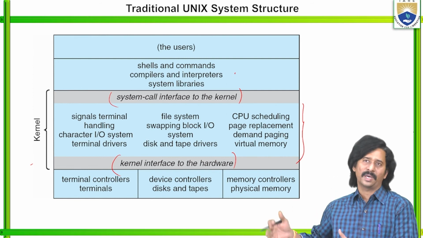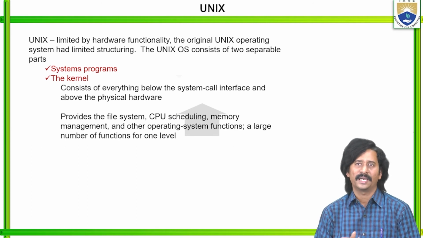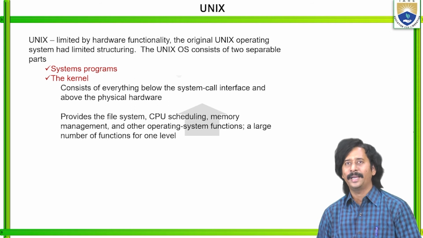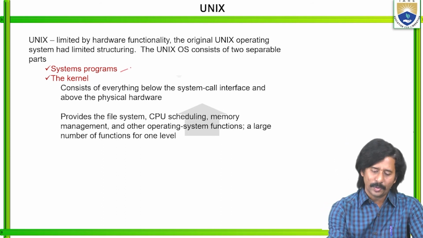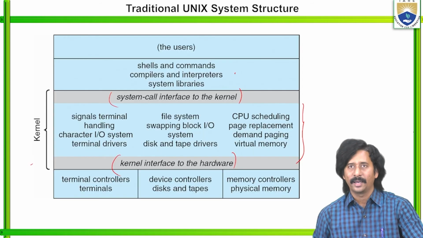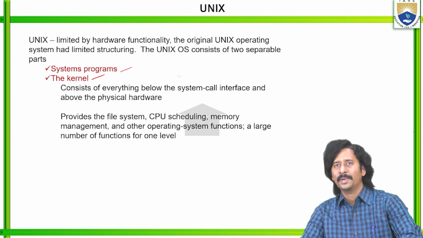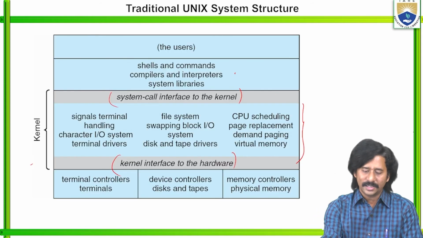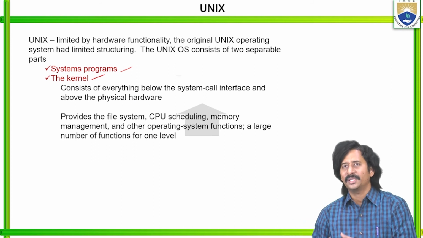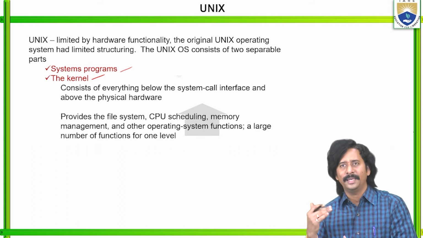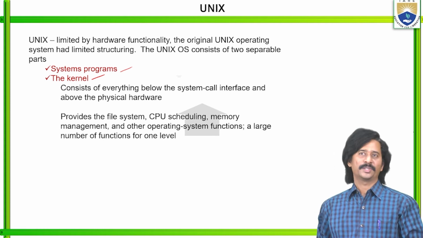Based on this, a number of versions evolved. We know UNIX is an operating system limited by the hardware functionality. The original UNIX operating system had limited structuring, because it consists of two parts: the system programs and the kernel. According to this diagram, the kernel consists of everything below the system call interface and above the physical hardware. The UNIX operating system provides the file system, CPU scheduling, memory management, and other operating system functions, a large number of functions at only one level. That represents the UNIX system architecture.